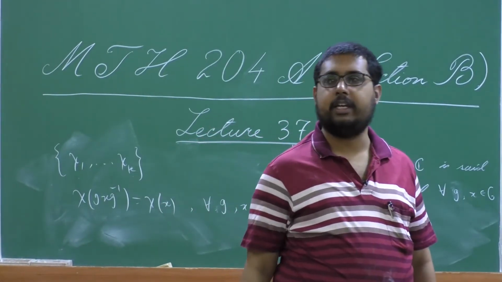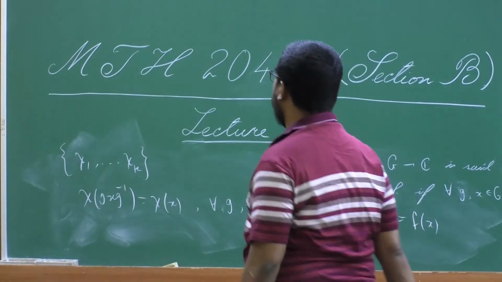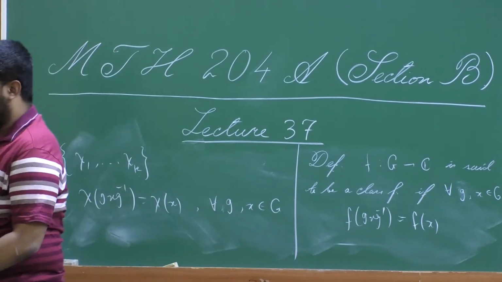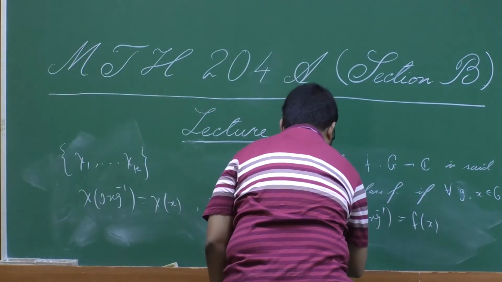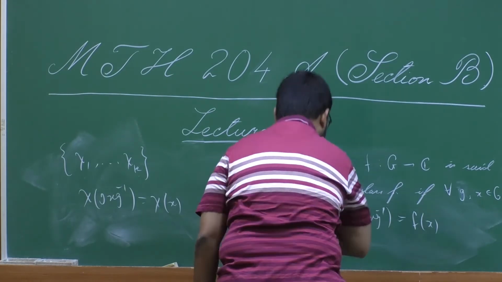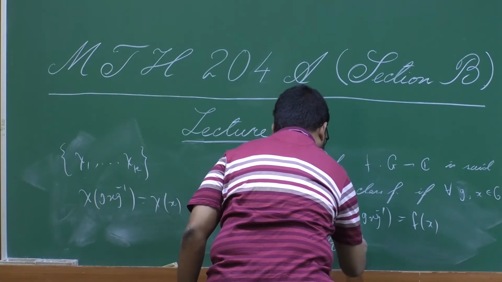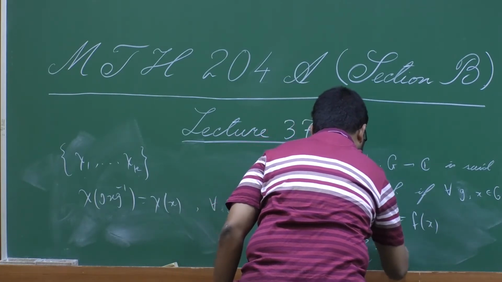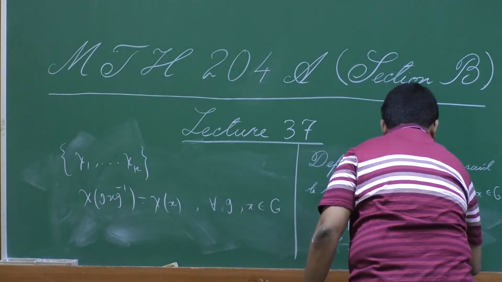The reason for choosing a temporary notation is that later on we will see the collection... well, let me first do it. We denote the set of all class functions by H. So f is a class function.